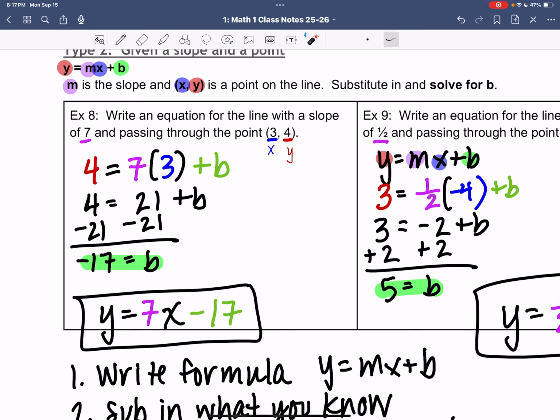And then just go ahead. We're going to go 4 equals 21 plus b. And now we're solving for b. So move the 21 over, and I've got -17 equals b. So now I know my slope. Check. I know my b, which is -17, so you substitute those into your equation.